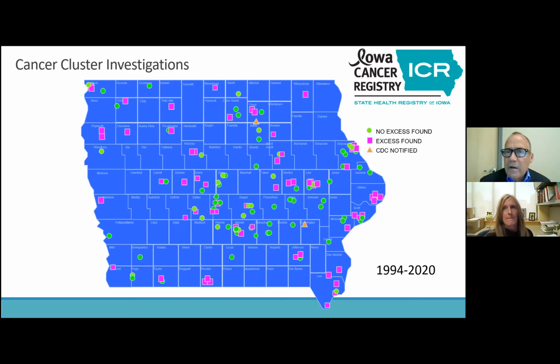And have you ever had an investigation like that where it's theorized that they were all living in the same place when they were exposed to the carcinogen, but that the diagnosis is attributed to different geographies?